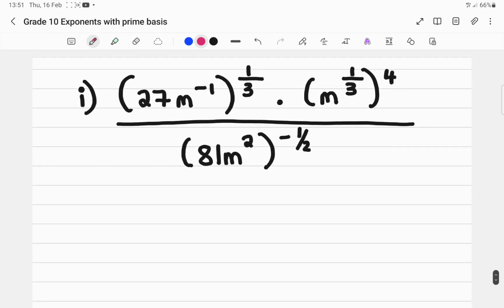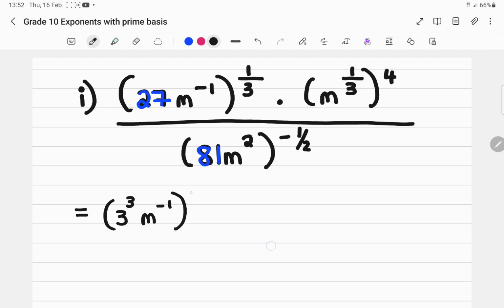Over here, all right, negative halves, thirds. Oh, it's horrible. It looks worse than it is. All right, so the first step is let's identify our numbers that are not prime numbers, like 27 and the 81 over there. So I'm going to change that into a product of its primes. So 27 is 3 to the power of 3, m to the power negative 1, and that all gets raised to a third.